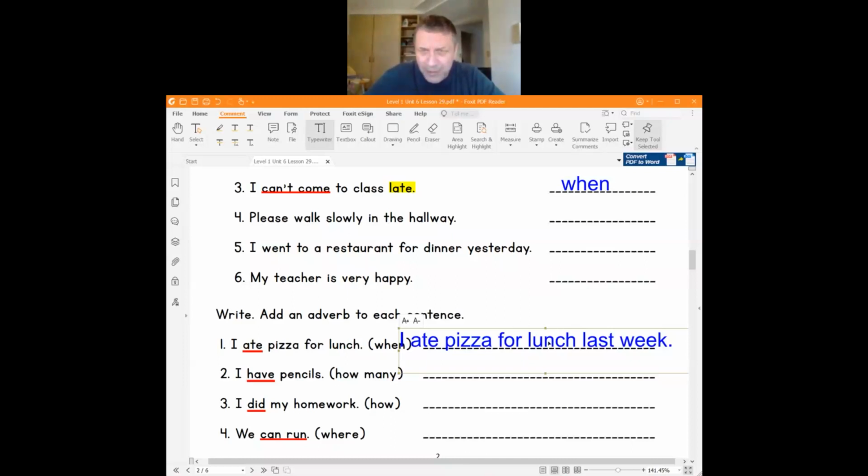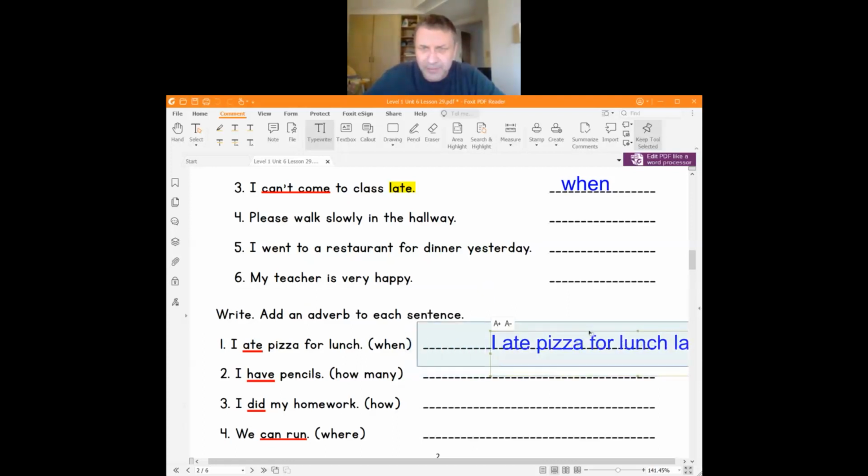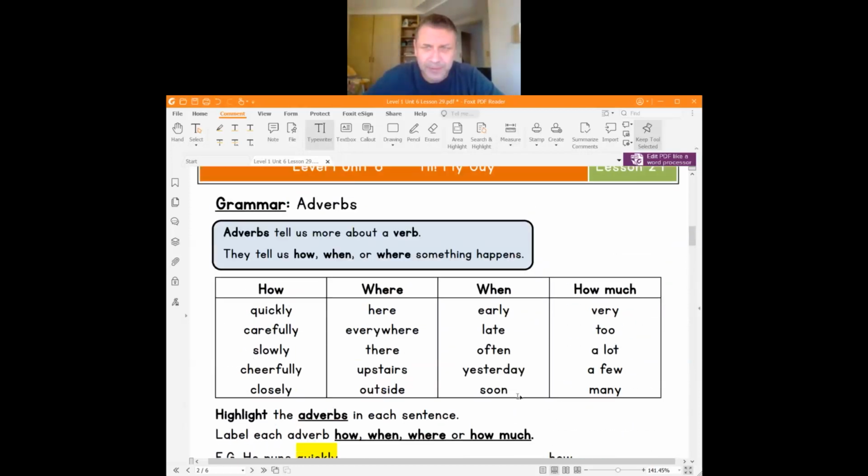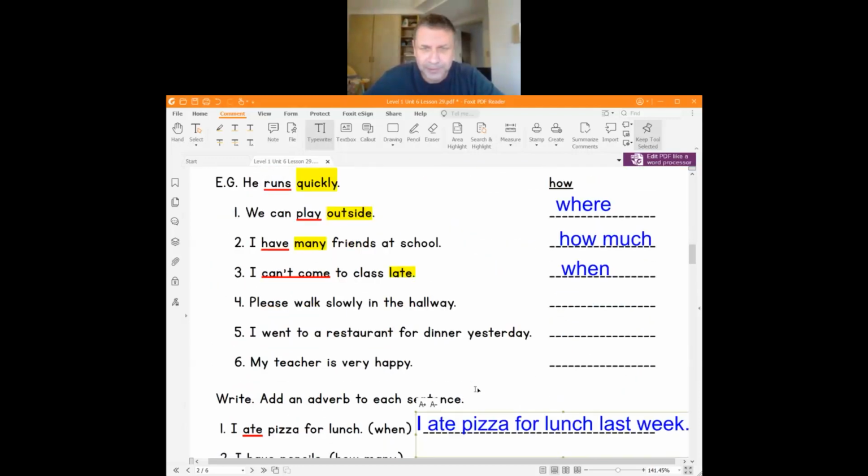Okay, in my example, I put an adverb, which is 2 words, last week, and it's in the past, so that's okay because my verb is in the past. You can see my adverb there. You can use this adverb, last week, or you can use any of the ones from the when box except for soon.